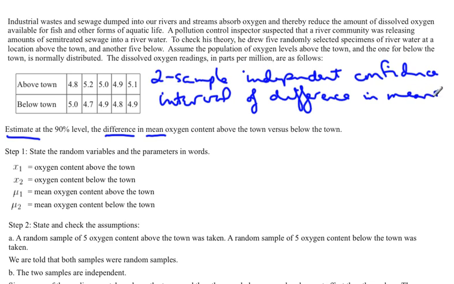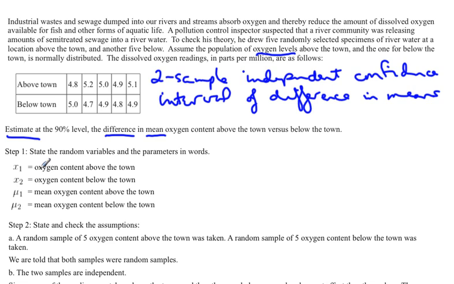All right. So now we get to actually do the process. Once you figure out the analysis, then the process is always the same. Confidence intervals, the very first step is to state your random variables and parameters in words. So we did notice that what we were measuring was the oxygen levels or oxygen content. So we had oxygen content above the town. And then we did the same thing for the oxygen content below the town.